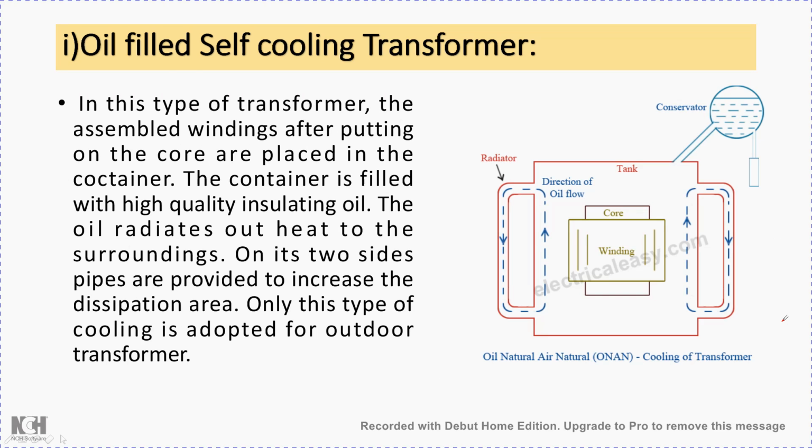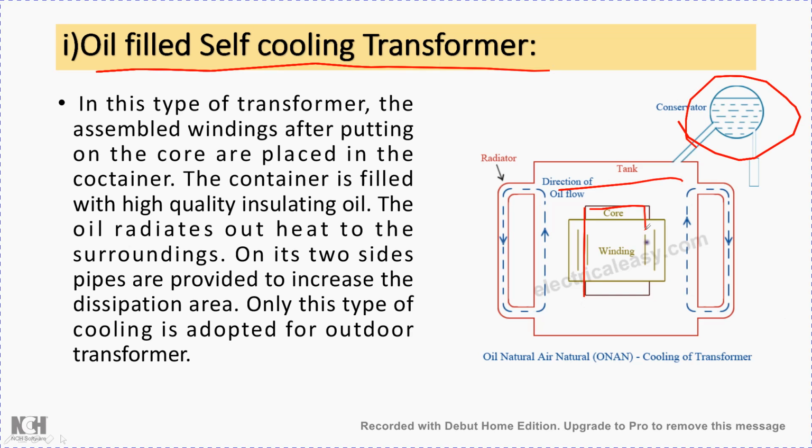Then the main types depend upon the type of cooling system they employ for cooling the transformer. In that category, the first classification is the oil filled self cooled transformer. As I told you earlier, oil is filled in the tank containing the core and the winding. Here you can see the core portion on which the winding is placed. This is a simple generic diagram, not the exact diagram of any transformer, so you can get the basic idea.